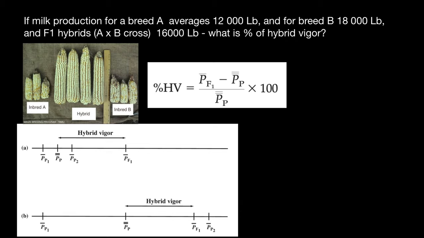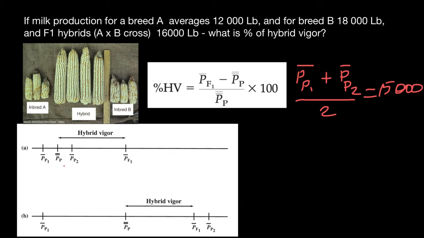Now let's return to our problem. Parent A, the inbred line, has an average performance of 12,000 pounds of milk. According to our formula, we need the mean performance of parent 1 plus the mean performance of parent 2. How do we find the mean of the parents? We add these performances and divide by 2. In our case, 12,000 plus 18,000 is 30,000, divided by 2 is 15,000. So let's put 15,000 here. This is the mean performance of the parents.